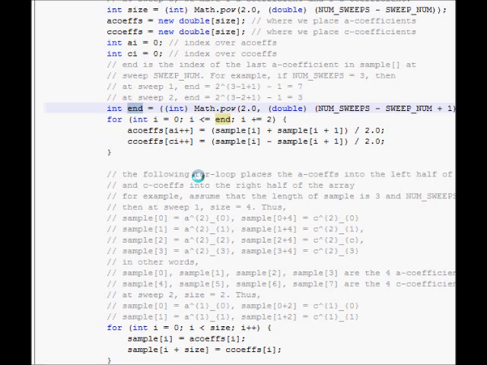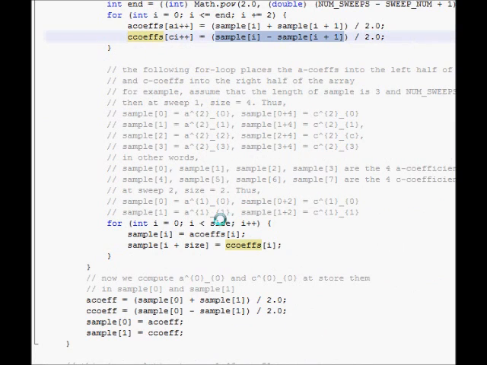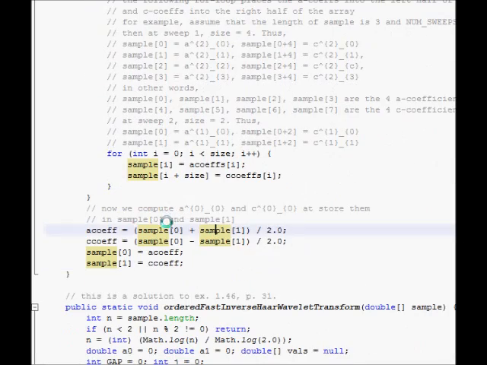Okay, so that's the end. End is the index of the last A coefficient in the sample at sweep number, sweep num. The comments actually give you the formula, and then we iterate over the sample and compute the A coefficients and C coefficients and store them at the appropriate spots in the A coefs and C coefs arrays. Basically this for loop puts the A coefficients at the head of the sample, and then the C coefficients right next to them, to the right of all of the appropriate A coefficients. And so the next sweep will only be using the first half of the sample, or first quarter, depending on the level that we placed.